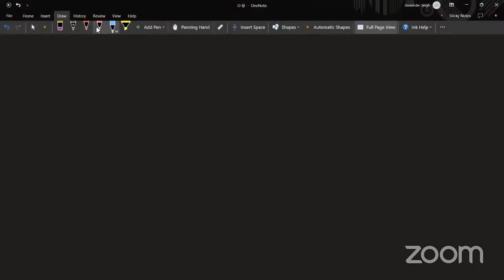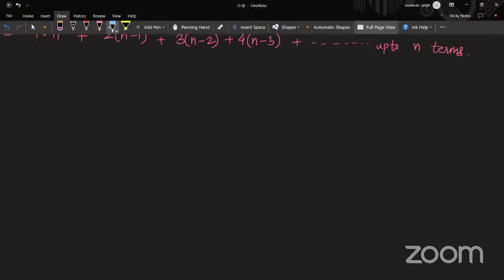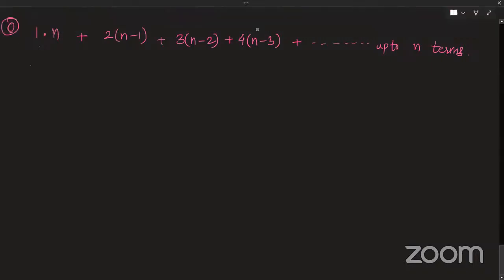Okay, great. So moving ahead, I just have one series. The series is 1 into n plus 2 into n minus 1 plus 3 into n minus 2 plus 4 into n minus 3, and so on up to n terms. Everyone has understood the series? Okay. So tell me, how would we solve it?